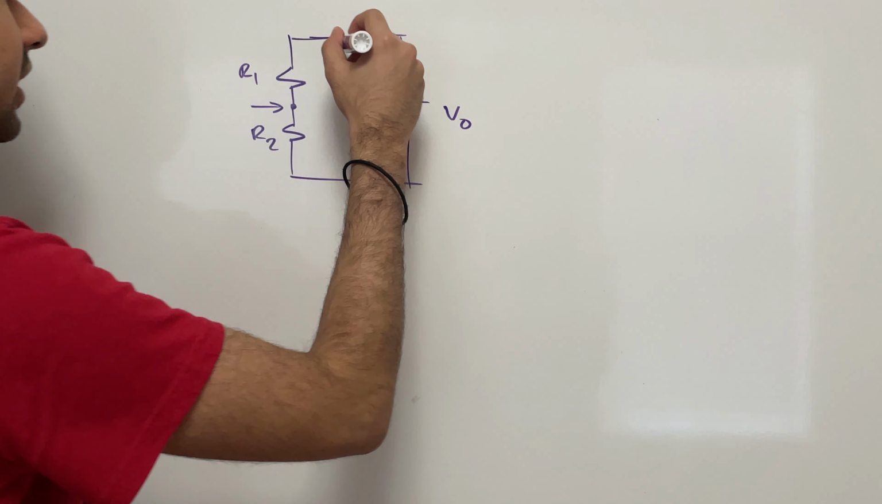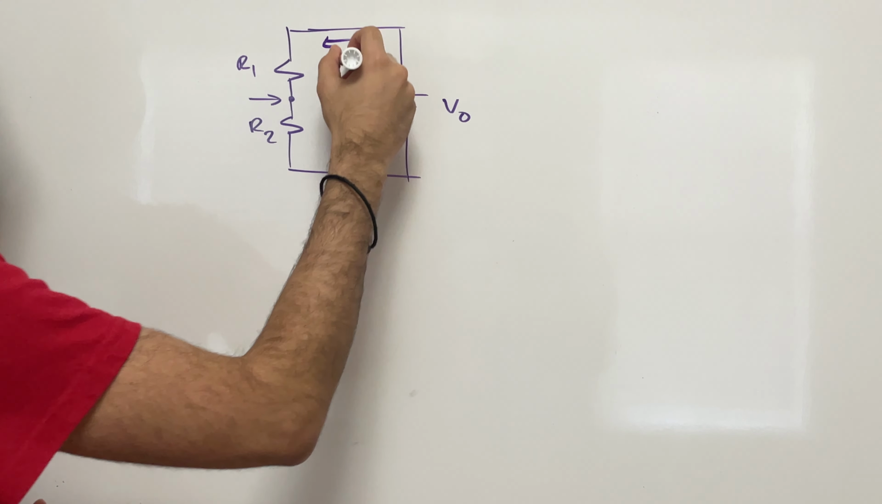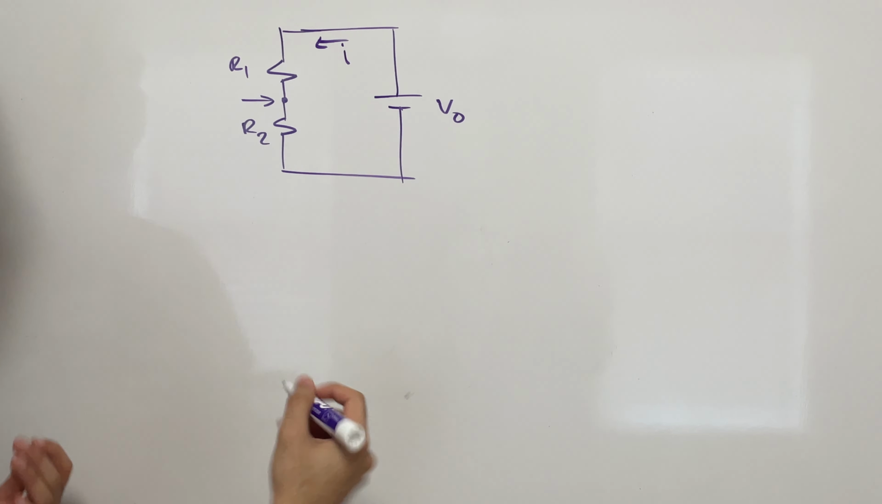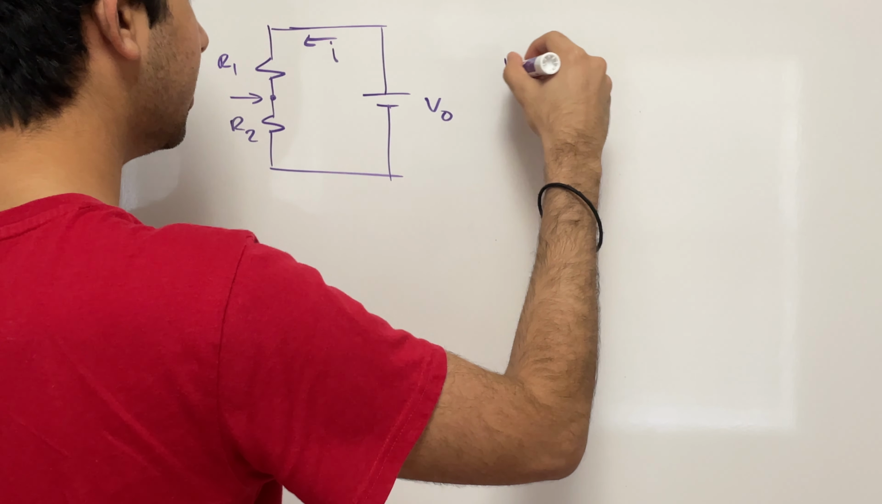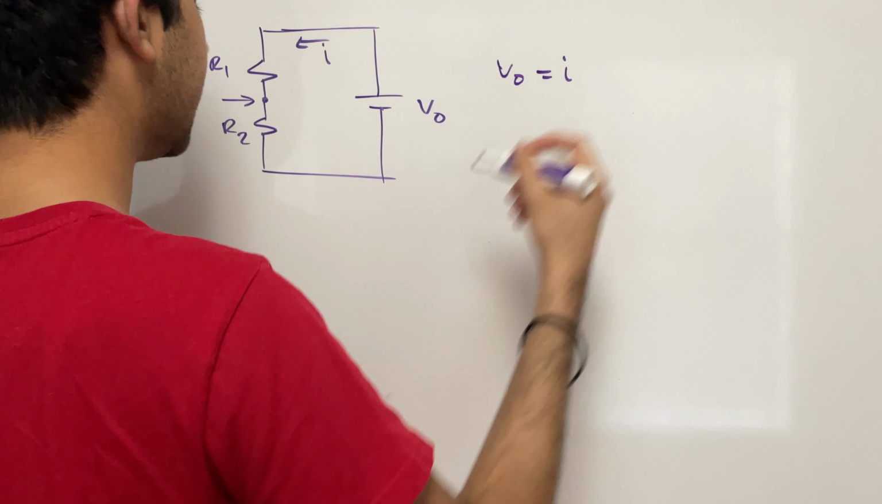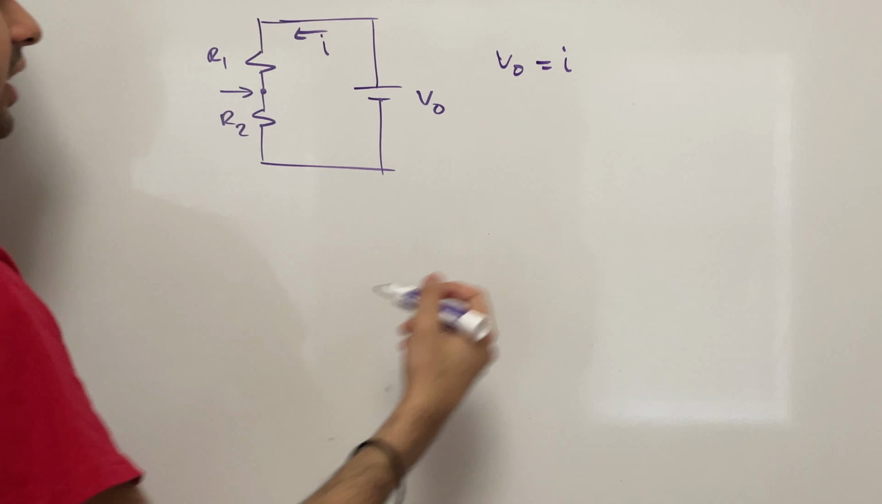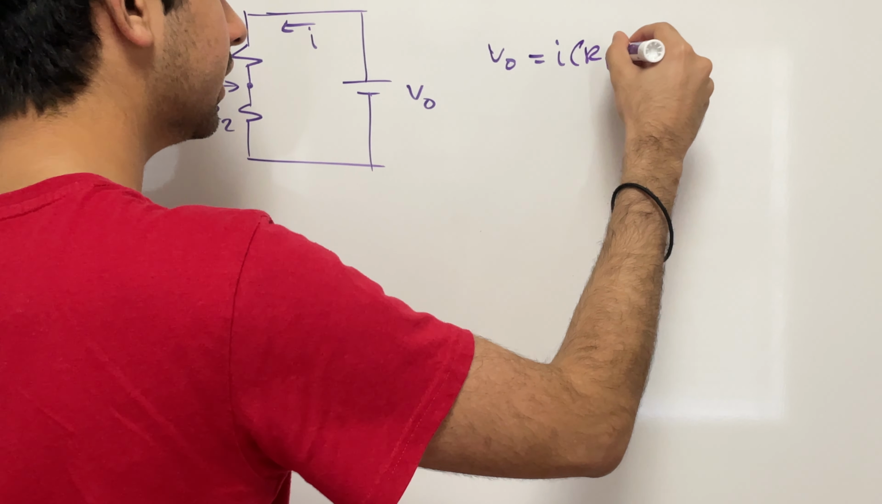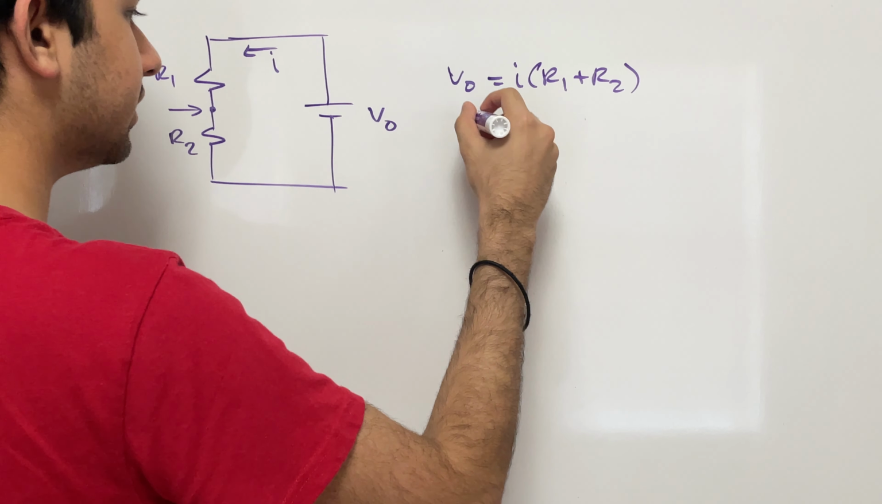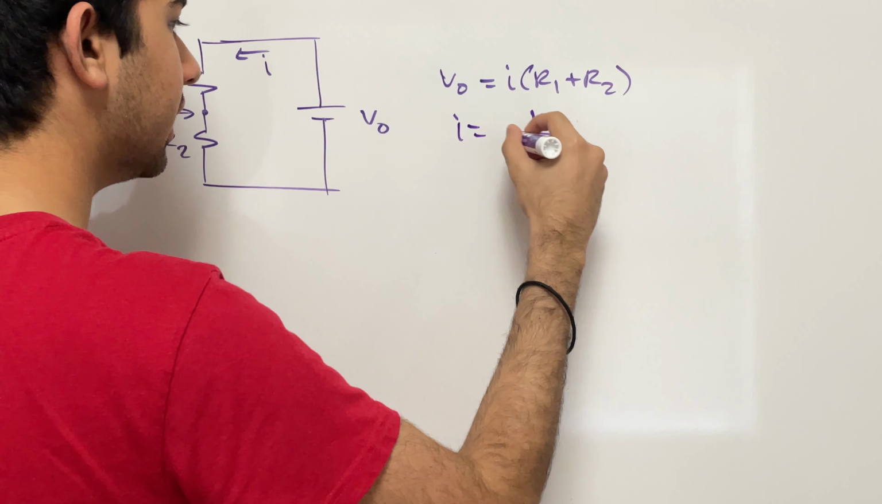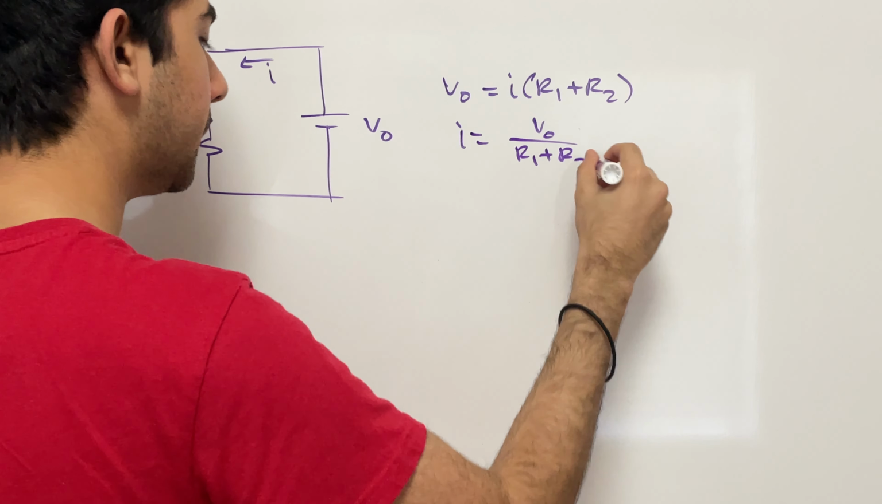We can say that the current going through the entire loop is just some I, right? And then just use the equation V equals IR, but in this case V naught is equal to I times our total resistance, so R1 plus R2. Now I'm going to solve for I, so I get I is equal to V naught over R1 plus R2.